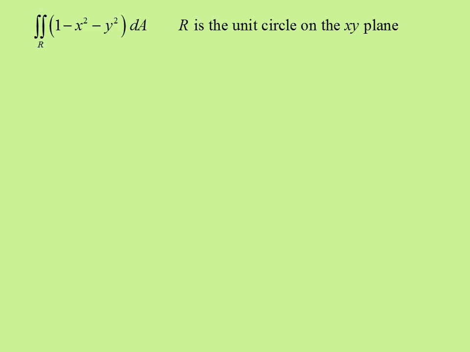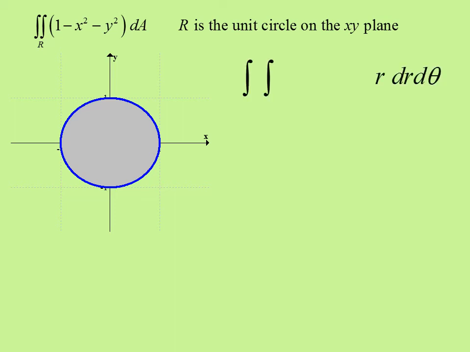So let's try another one. We need to do this integral. Again, the key is describing the region as we see it here. So the unit circle looks like this, a circle with a radius of 1. And again, we want to use polar coordinates. So we'll set up our integral with an r dr d theta.